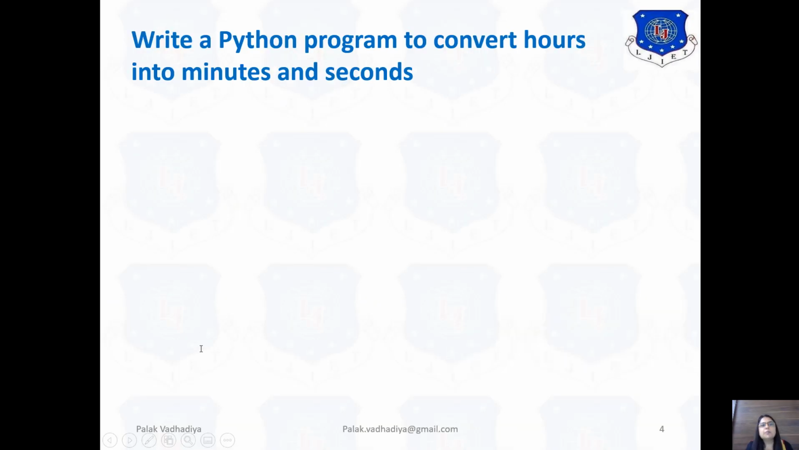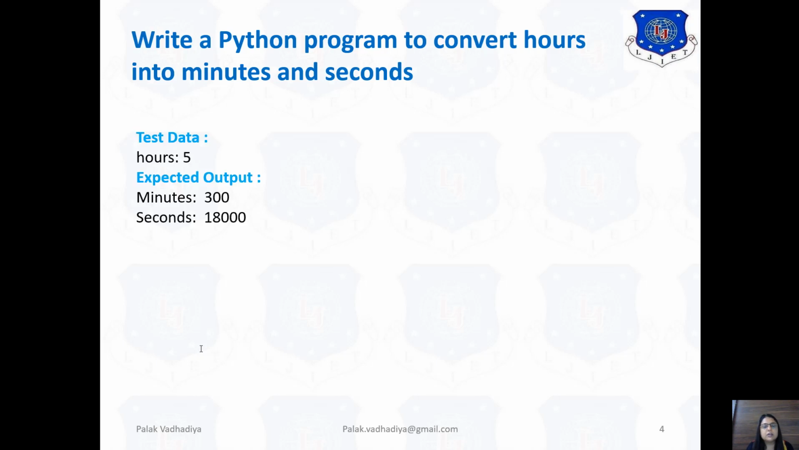Now the next program is: write a Python program to convert hours into minutes and seconds. We know that if we want to convert hours into minutes, we have to multiply hours with 60. And if we want to convert minutes into seconds, then we have to multiply the minutes with 60. Now some test data is given to us. Here the hours equal 5.